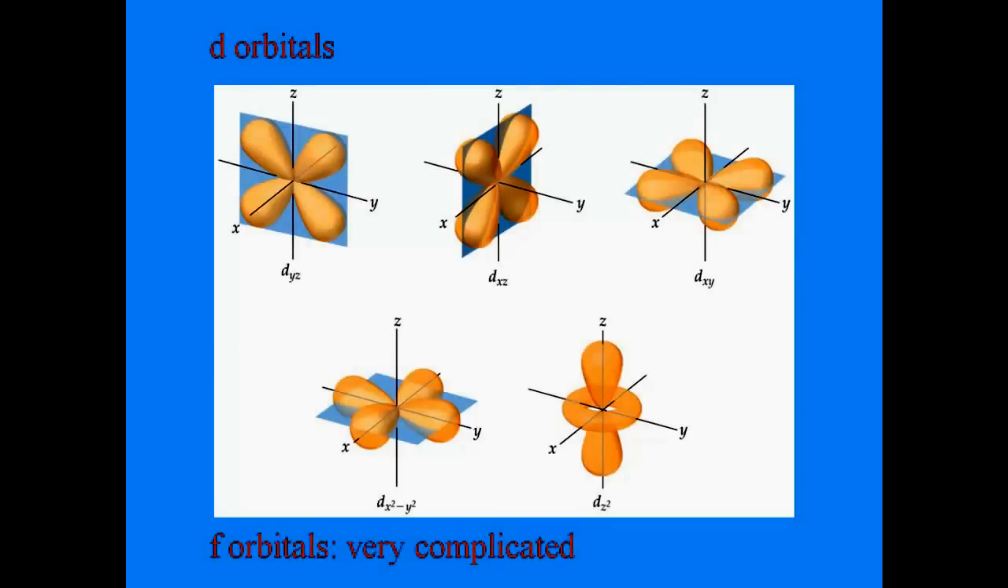The d orbitals, you will see here, again have different orientations in the 3D axes. It is not important for you to know specifically their shape, but what's more important for you to know is that each of these orbitals can only hold 2 electrons, which means d orbitals can hold a maximum of 10 electrons since they have 5 orientations. The f orbitals are very complicated.